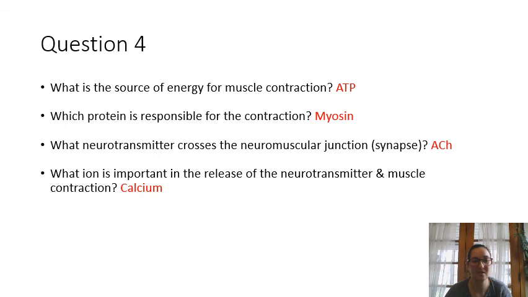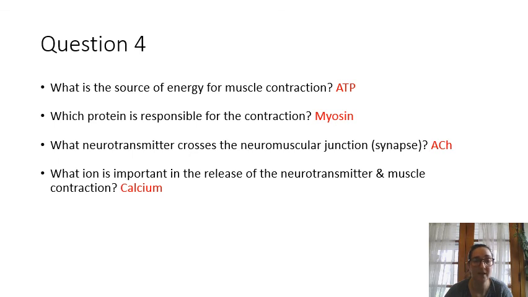Okay, so the answers. The main source of energy for muscle contraction is ATP, right? So you need to have that ATP in order to get a muscle contraction. The protein that's responsible for the actual contraction, the one that's moving, is myosin. Myosin, the thick filament, is the one that's actually grabbing and pulling on the actin. The neurotransmitter that crosses the synapse is acetylcholine. Acetylcholine is the main neurotransmitter responsible for motor activity in your body.